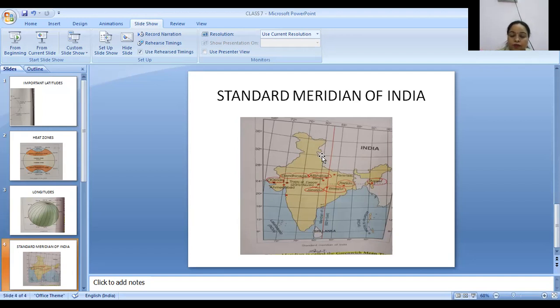Understood this thing? So this is the standard meridian. This red line is called the standard meridian. Why have we taken it? Because there is a difference in time between Arunachal Pradesh and Gujarat, because the sun takes a long time to reach from Arunachal Pradesh to Gujarat. So how can we calculate the time? To take a standard time, we have taken a standard meridian. This standard meridian passes through Allahabad. Whatever the time at Allahabad is taken as the time for all of India. This is called Indian Standard Time.